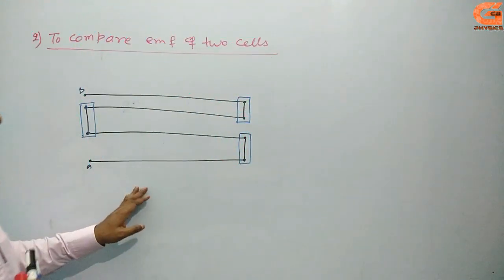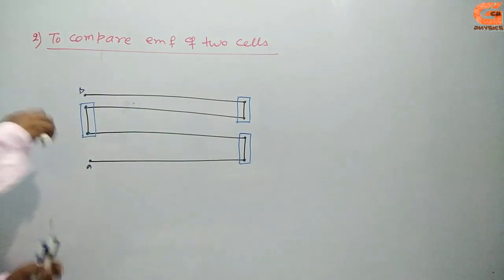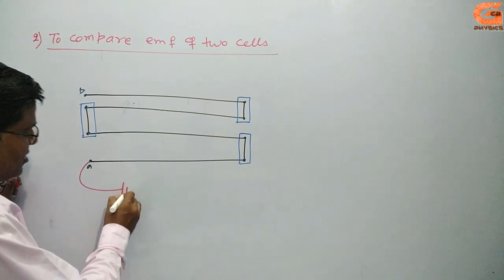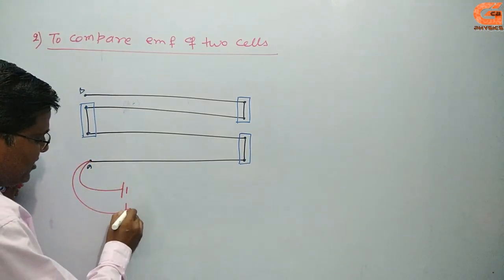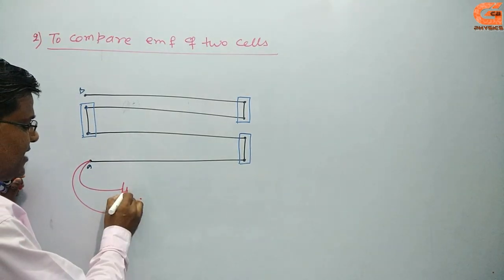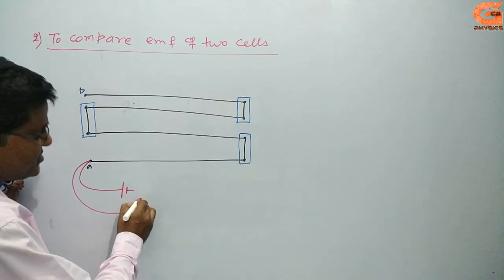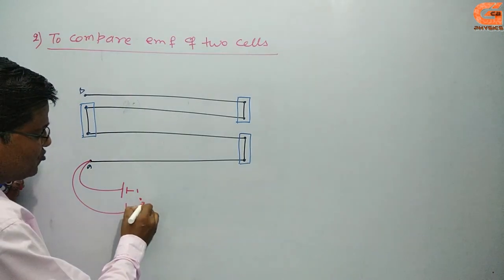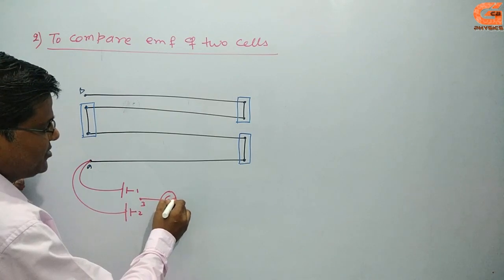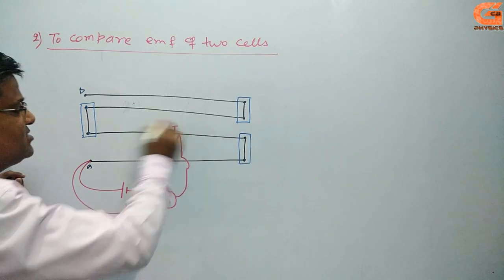This is the value of unknown EMF. The second use of the potentiometer is to compare the EMF of two cells. Two cells are here. I have connected the positive end of one cell here, and the other cell's positive terminal is also in the same place, and the second point is here like this. From this connection, this is 1, this one is 2, this one is 3. And this is the galvanometer and this is the jockey. Suppose this is the J.